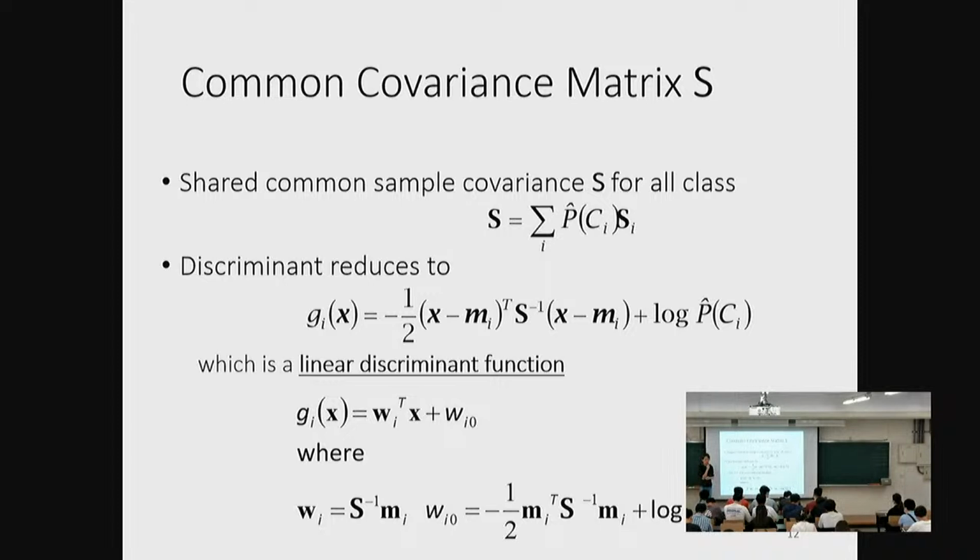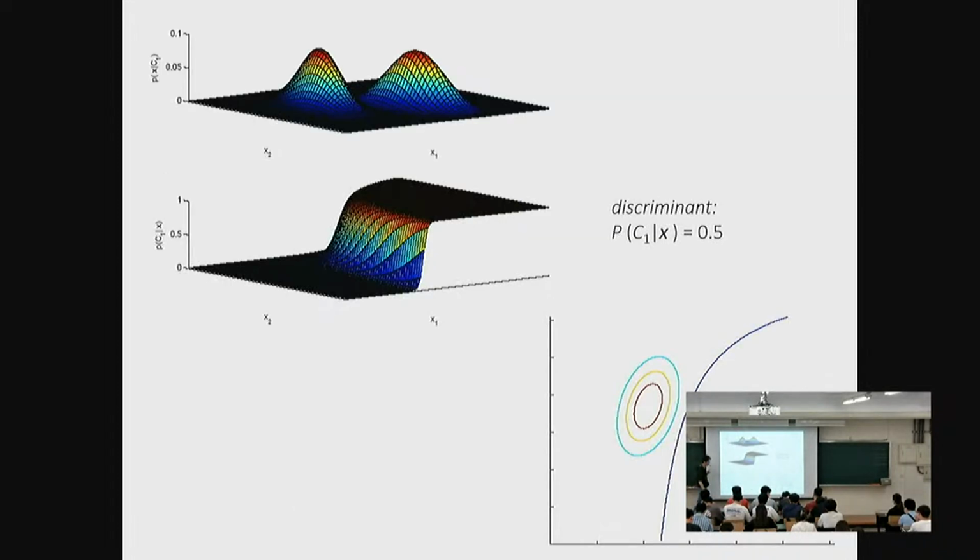Making some simple assumptions. First, when you have two classes, each one has its own covariance matrix, Si. One is looking like this, one is tilted like this. What if they have the same covariance matrix?